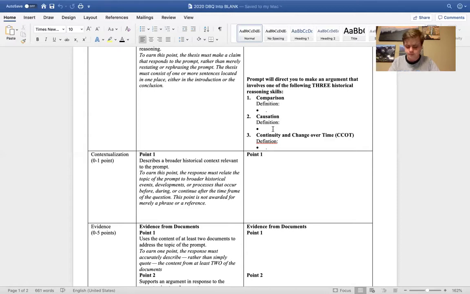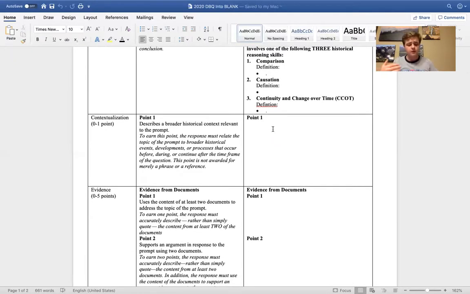And finally, continuity and change over time. You're arguing what changes or what stays the same. They will specify whether they are looking for continuities and changes, or just continuities, or just changes. They could ask any of those three, but they will specify. That's the only one that can be an "and" or an "or." With comparison, you need to argue the similarities and the differences. With causation, it will be either causes or effects, but not both. With continuity and change over time, it can be just continuity, just change, or continuity and change that they want you to address in the essay.